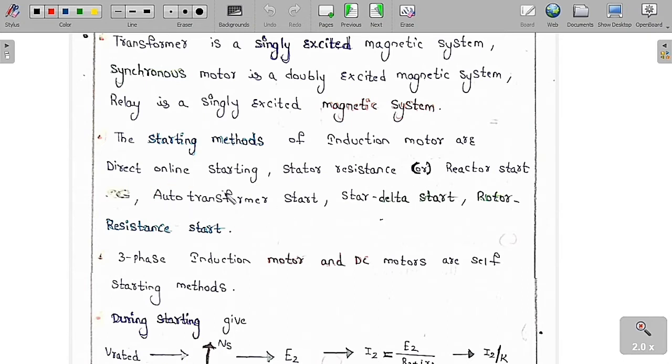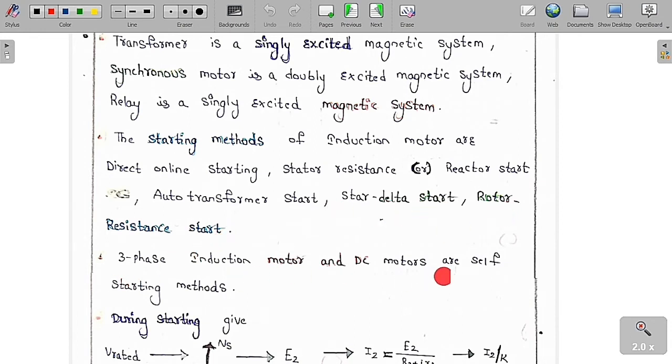I already told you that the stator of the induction machine can be either star or delta, but the stator of the synchronous machine will always be in the star connection only. Similarly, the rotor of the induction machine should always be connected in the star fashion only. I have already told you these important points. So the starting methods of induction motors are direct online starting, stator resistance or reactor start, auto transformer start, star delta start, and rotor resistance start.